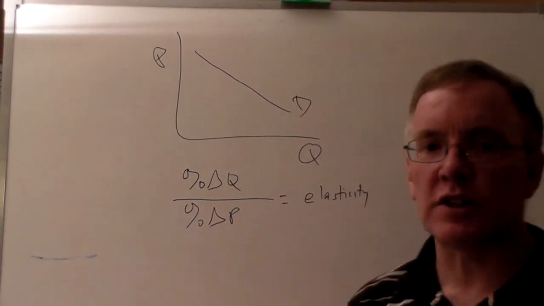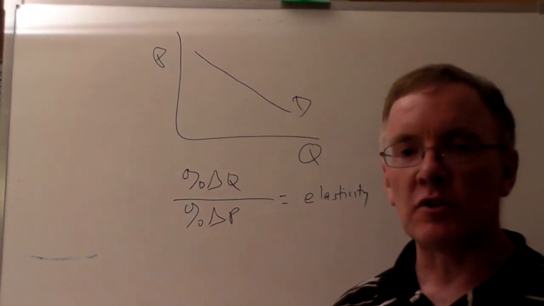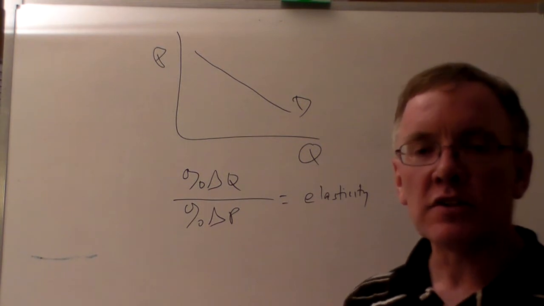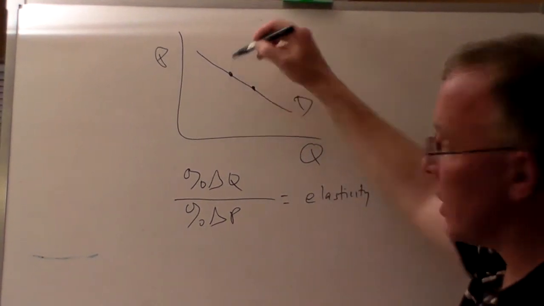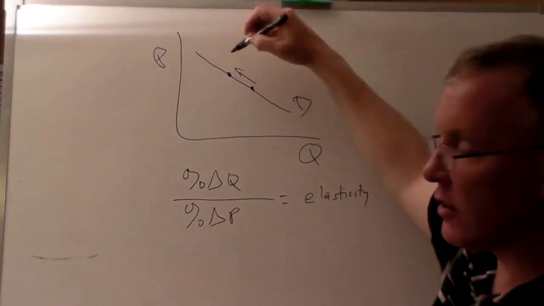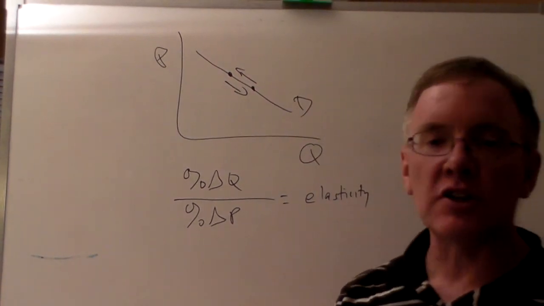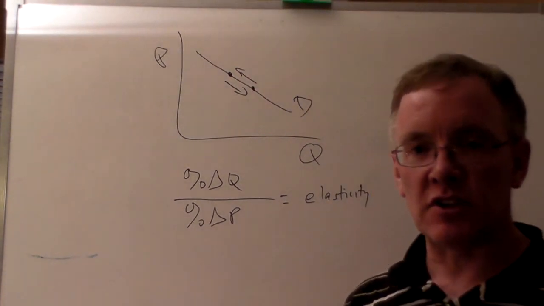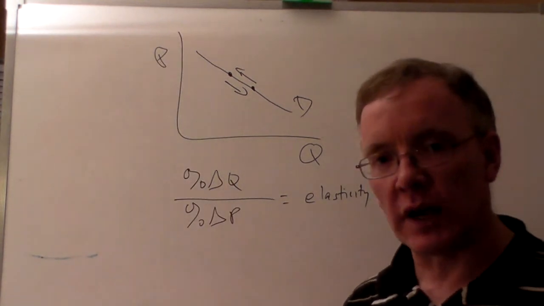And the only real twist in this class is that in calculating percent changes, we're going to be using the midpoint method. And the reason we're going to use the midpoint method is that we want the elasticity between this point and this point to be the same, whether we're moving in this direction along the demand curve or in that direction along the demand curve. While a traditional method of calculating percent changes would actually give you different answers depending upon which direction you're going.